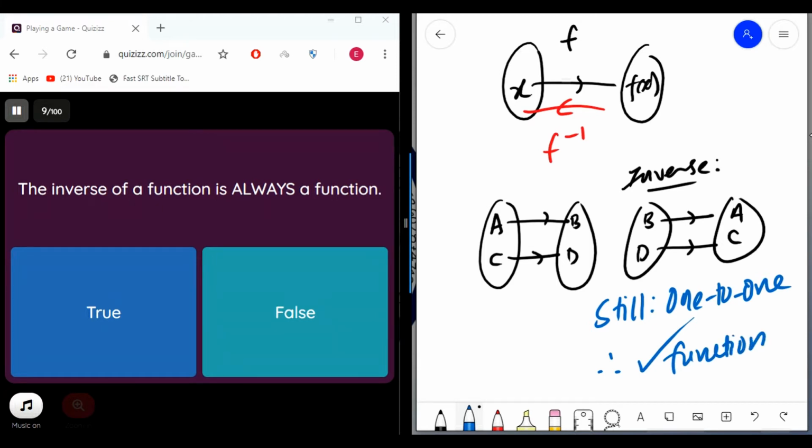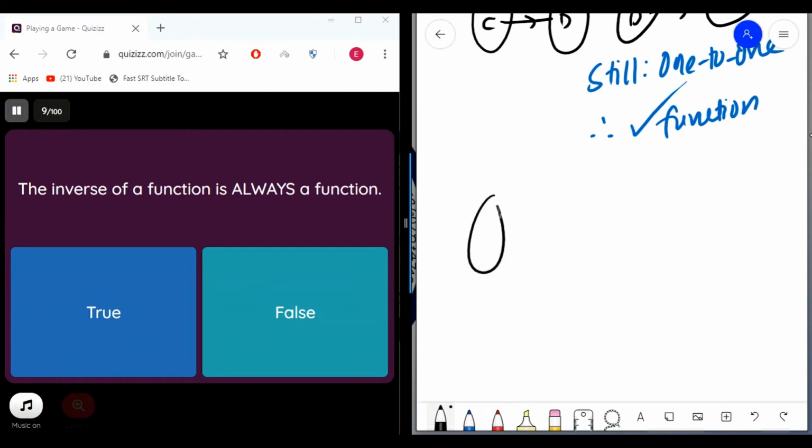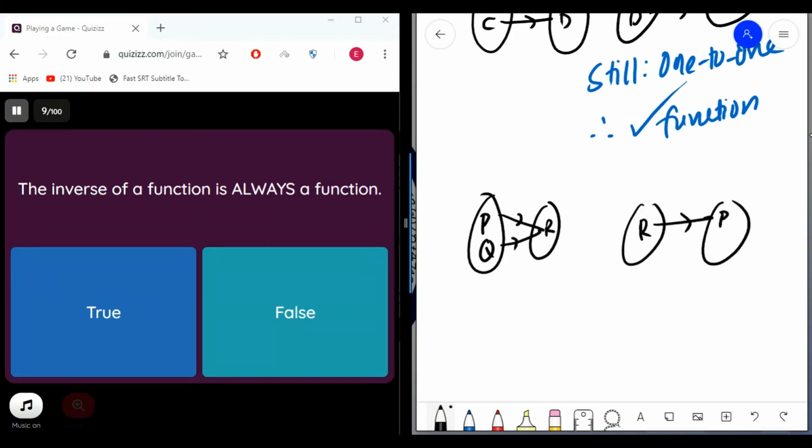Then what about many-to-one? I will draw one for you. For example, P and Q map to R. This is a many-to-one relation, right? The inverse of it will be R maps to P, R maps to Q. This is a one-to-many relation. As we said earlier, a one-to-many relation is not a function. If not, it will violate the definition of function. So, the inverse of a many-to-one relation is not a function. Therefore, the statement is false.